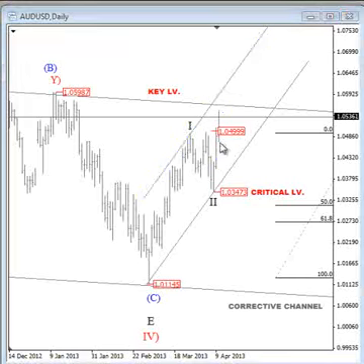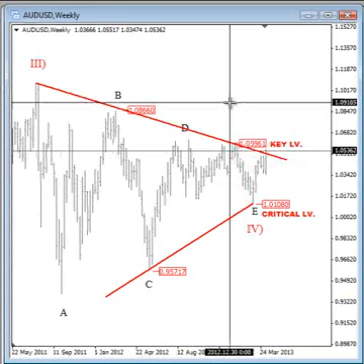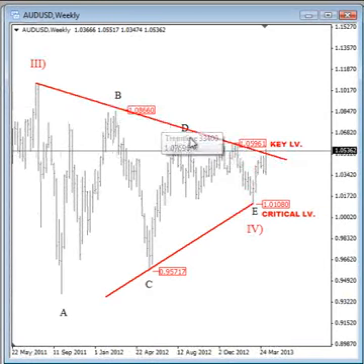Okay, so ideally this market will extend higher through this falling trend line on the weekly chart and through this upper trend line of this base channel, which will then cause even more acceleration back towards previous swing highs.